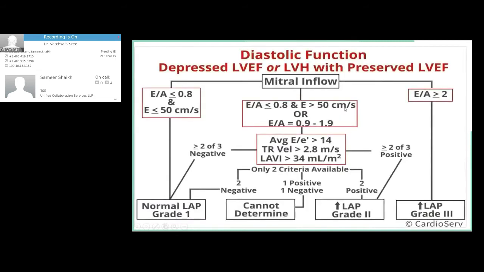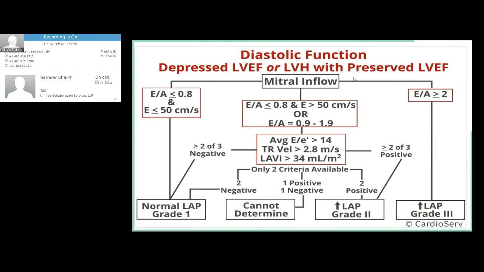Okay. Now the next algorithm is for assessing the diastolic function in someone with depressed left ventricular ejection fraction or with LVH. Or with the preserved ejection fraction, but who has been having these criteria, that is average E by E dash, TR velocity and LAVI, they are the numbers. If it is a bit confusing at this moment, just bear with me. We're going to see a lot of cases at the end where we are going to apply these algorithms and these numbers. Then the interpretation will become easy.